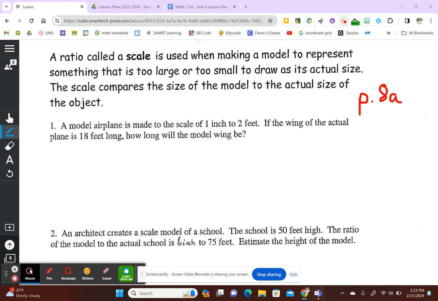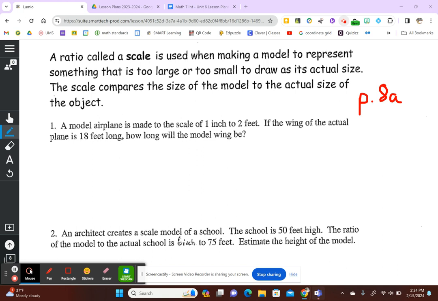So a model airplane is made to a scale of 1 inch is to 2 feet. So it's going to be proportional to a real airplane, except it's going to be shrunk down. It's like they took a real airplane, used a magic machine, and shrunk it down. Everything is still proportional, it's just much smaller. And it's smaller, it's based upon the scale.